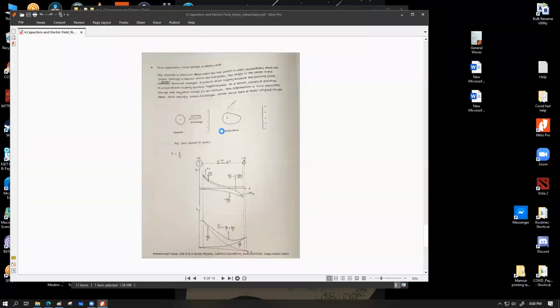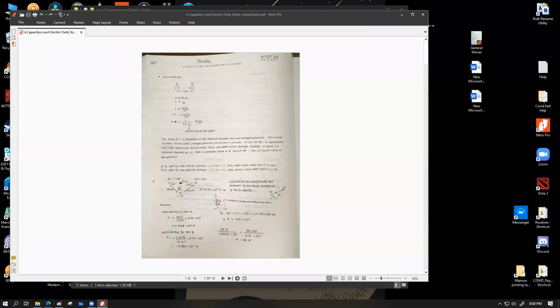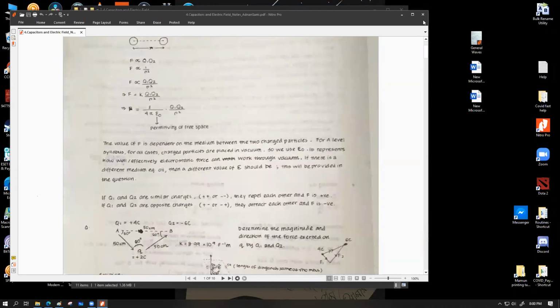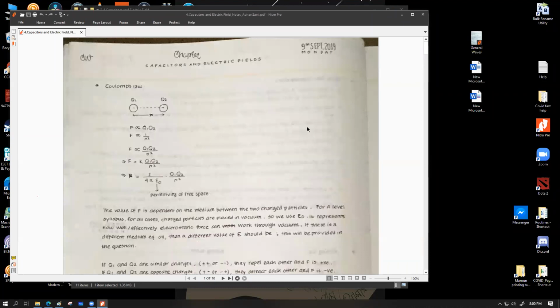Couple of things that I would like you to remember. What you should remember from your O-level syllabus is what you have learned about electric fields. Electric field strength is the force experienced by a unit charge, or electric field strength E equals F by Q. Do you guys remember that equation? Yes, sir. E equals F by Q. So this is the definitive equation for the electric field strength.